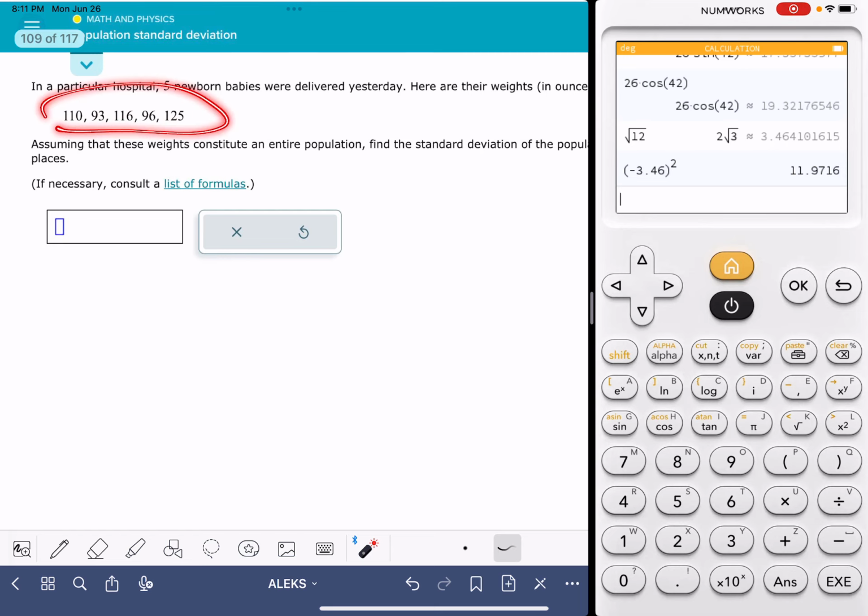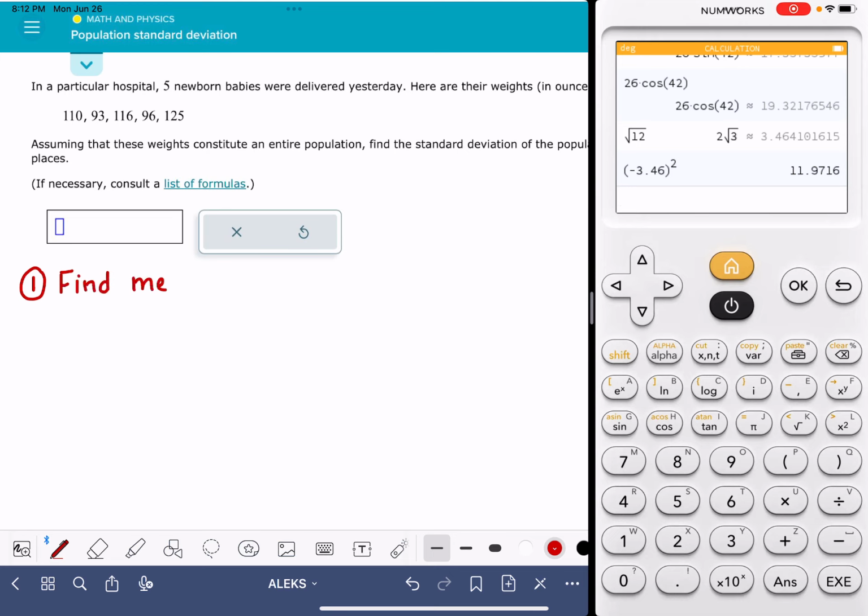I've got 5 numbers here, and it's asking us to calculate the standard deviation of those numbers. So there are a few steps involved in the standard deviation calculation, and the first thing that you need to do is find the mean or the average of your data set. For me, my data set is 110 plus 93 plus 116, 96, and 125.